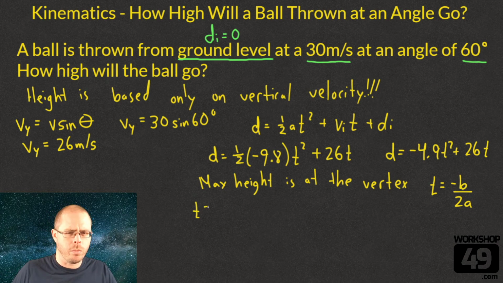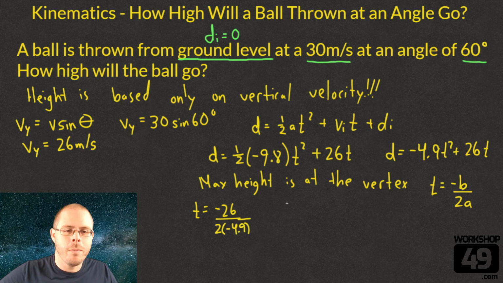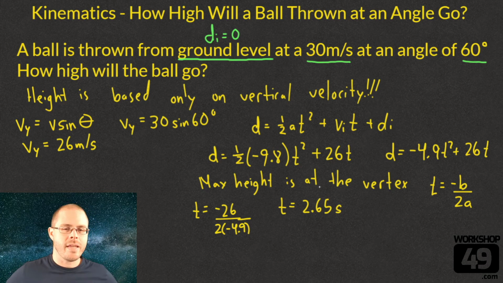And it's the same thing. We're looking at negative b over 2a. So t is equal to negative 26 over 2 times negative 4.9. We divide that out, and we're going to get that t equals 2.65 seconds. That is only the first part of our vertex. That is not our final answer.